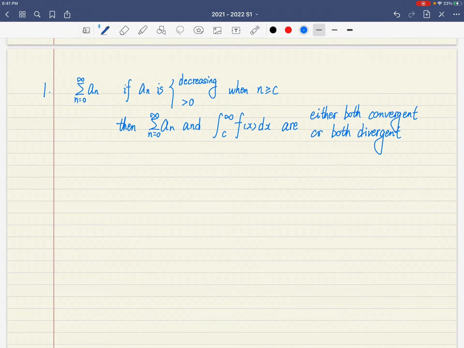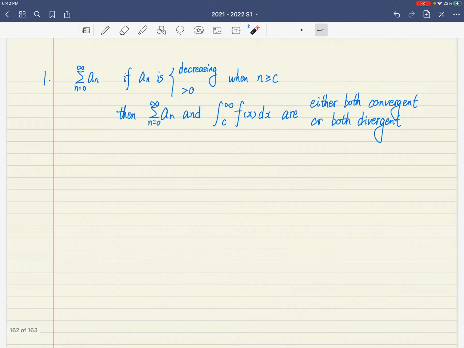Okay, so you can see this integral test is a test for some special type of series. First, this series must satisfy that it's a decreasing and positive series when n is greater than or equal to c. What does that mean? That means you don't have to be decreasing and positive from the first term, from a_1. For example, starting from a_6, now this series is decreasing but always positive. It's also fine. You can also apply the integral test.